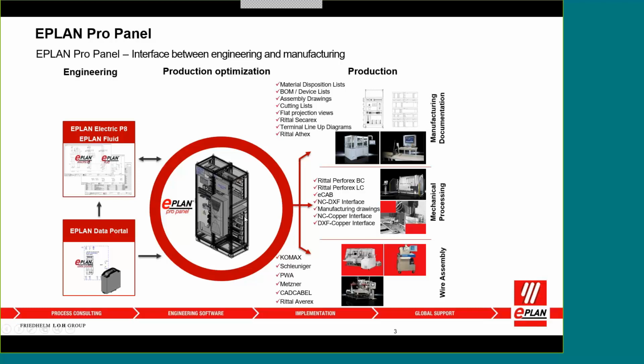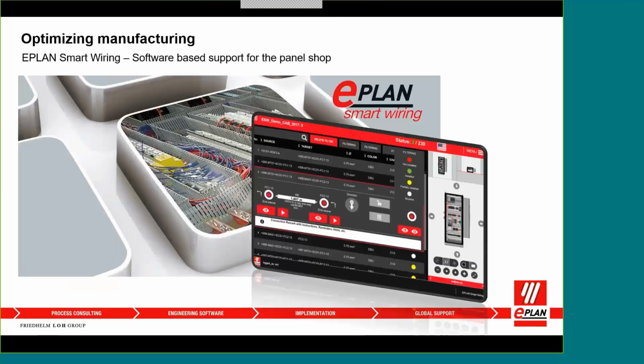These tools and functions enable users to really cut down on costs, because a lot of this information is being produced manually. Of course, we can also communicate with wire fabrication machines. So there's a huge level of integrity that we have with these different tools that we have in place.